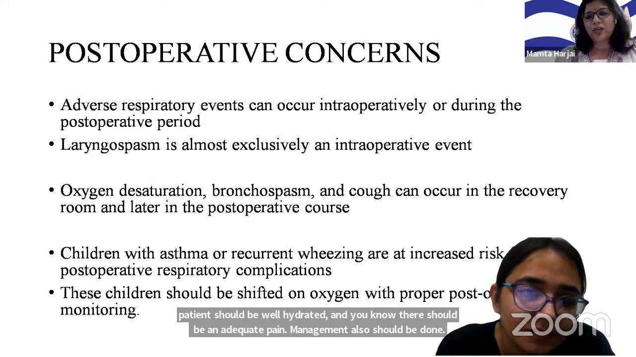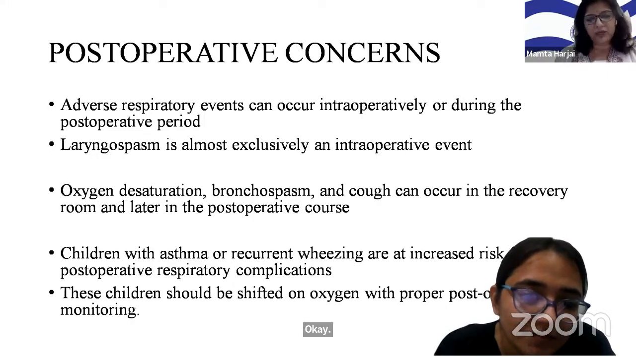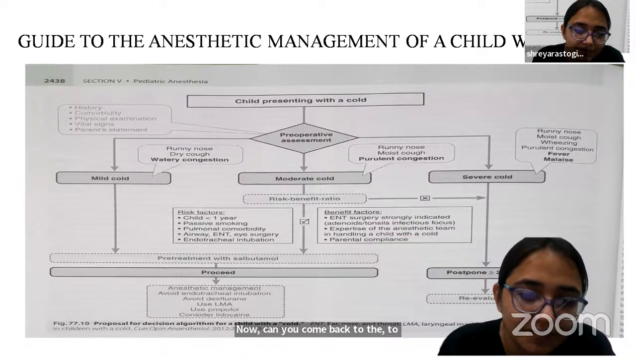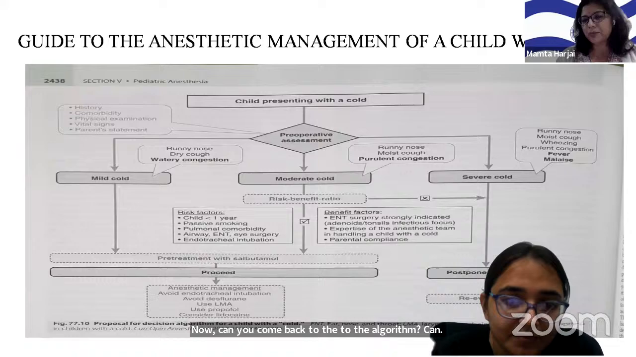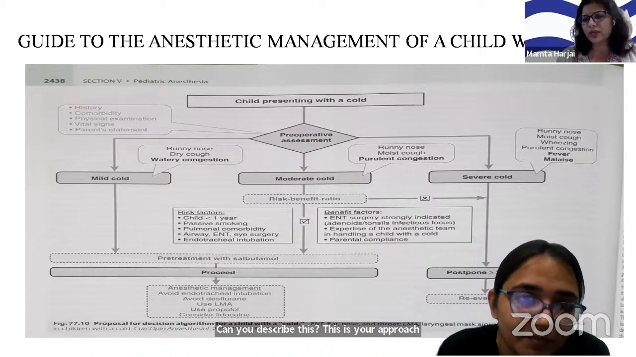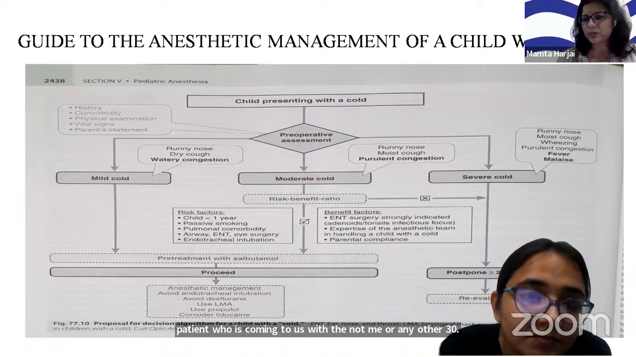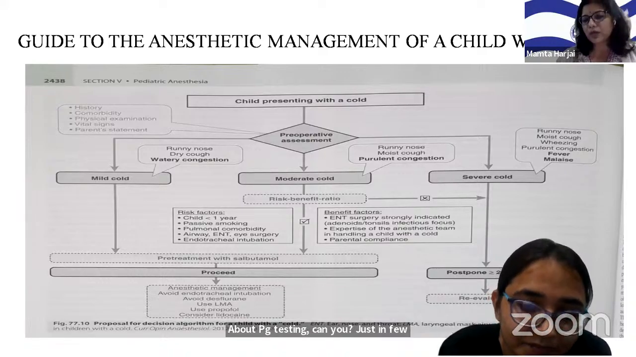Okay. Now, can you come back to the algorithm? Can you describe this? This is your approach to a patient who is coming to us for herniotomy or any other surgery. In a few minutes, can you explain it once again so that the approach is clear?